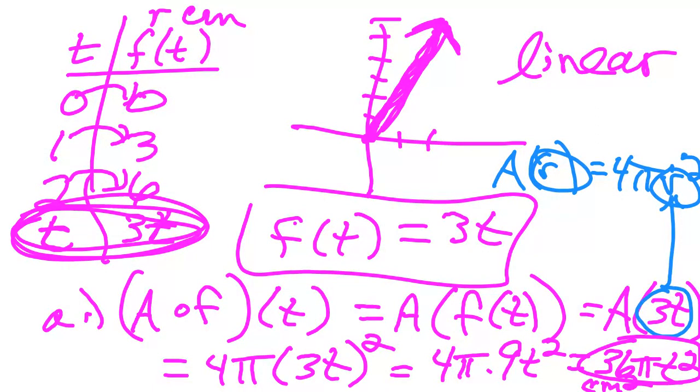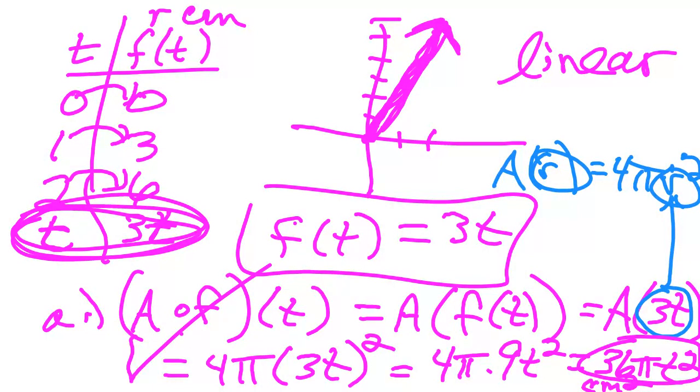Okay. So what's the interpretation? I'm not going to write this out in words, but at t seconds, the surface area is going to be 36 pi t squared square centimeters. Okay, so that's part A. So we're done with part A. So check that one off.